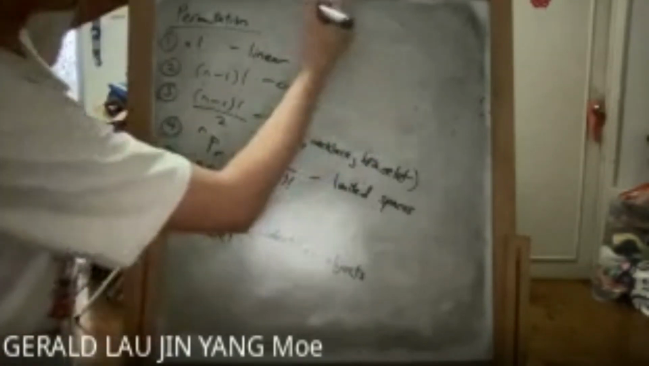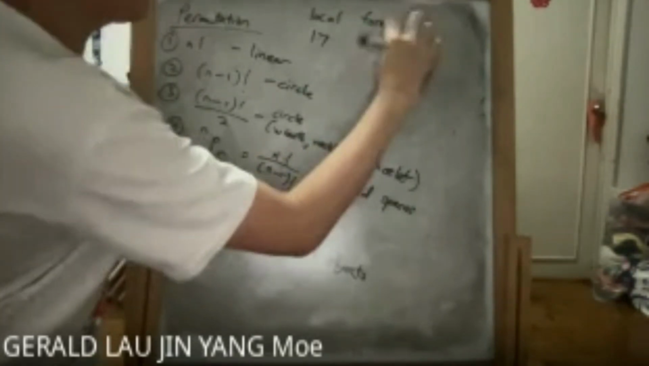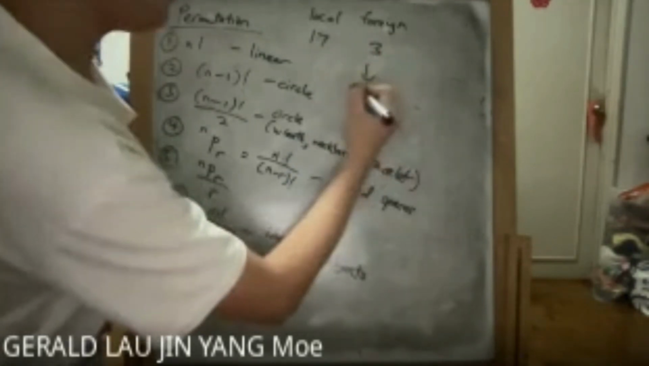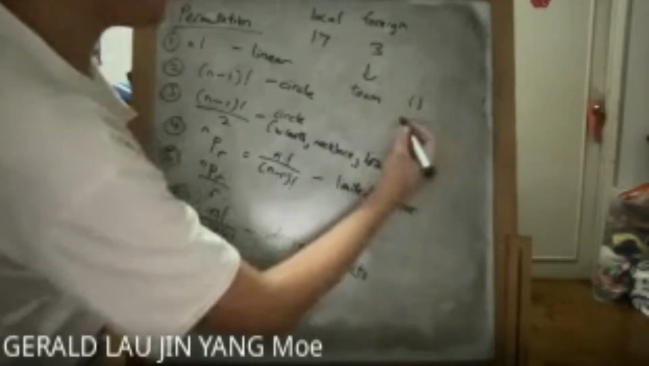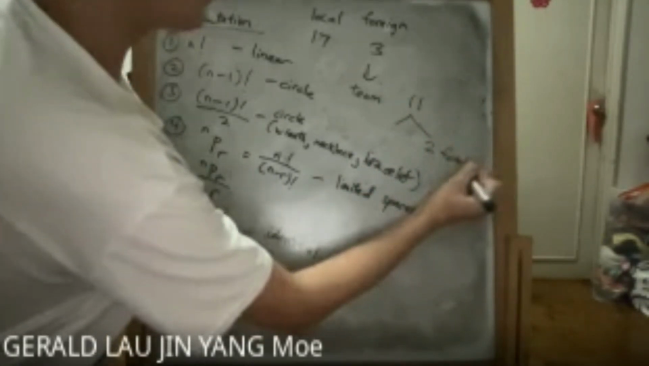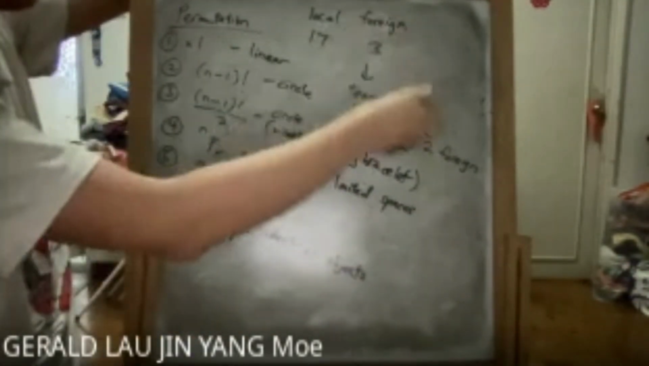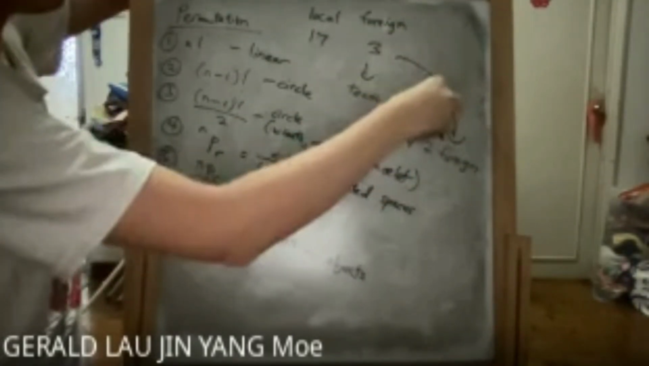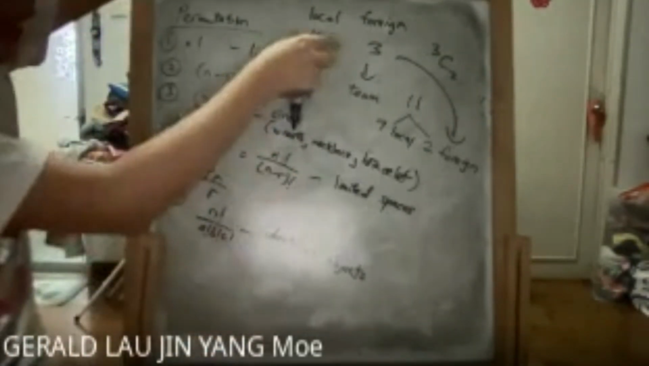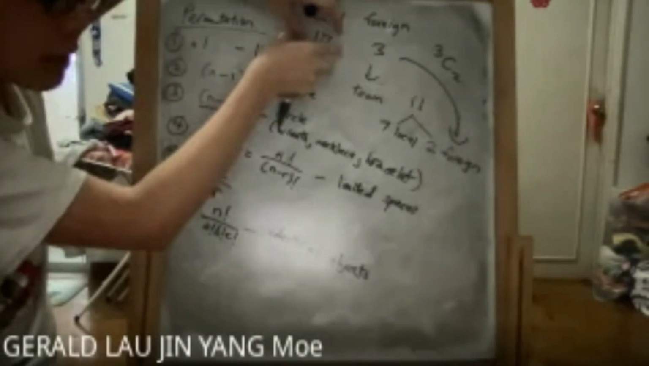So you have local 17, foreign 3. From this I want to form a team of 11 players consisting of 2 foreign, must have 2 foreign. So after these 2 foreign, the remaining is 9 local. Out of the foreign players, you have 3 possibilities but only 2 limited spaces. So 3C2. But the number of local players isn't affected.